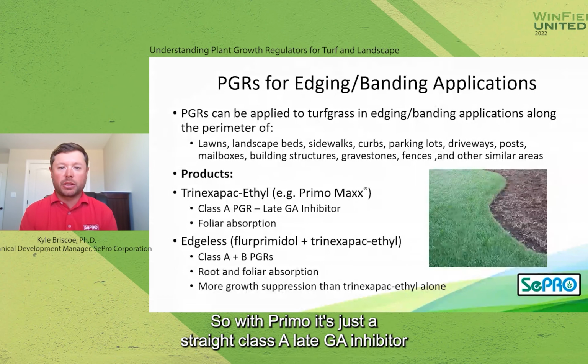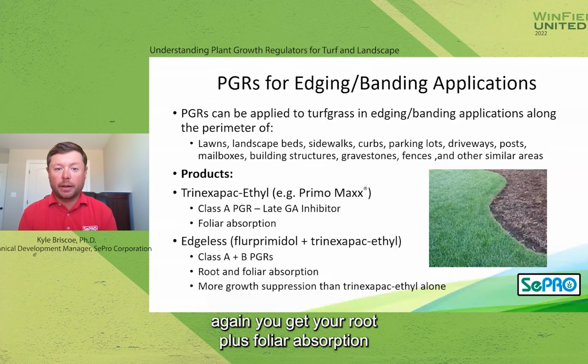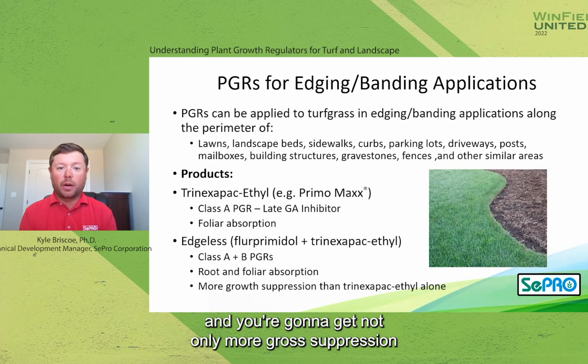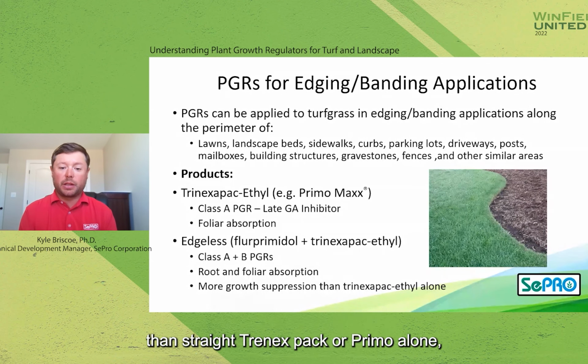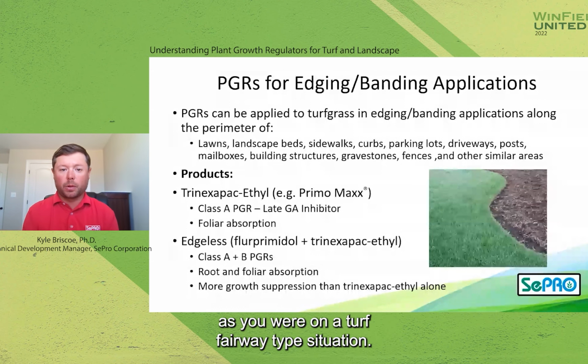So with Primo, it's just a straight Class A late GA inhibitor with foliar absorption. With the Edgeless, you have your Class A plus Class B. Again, you get your root plus foliar absorption, and you're going to get not only more growth suppression than straight Primo alone, but you're going to get less rebound, as you would in a turf fairway type situation.